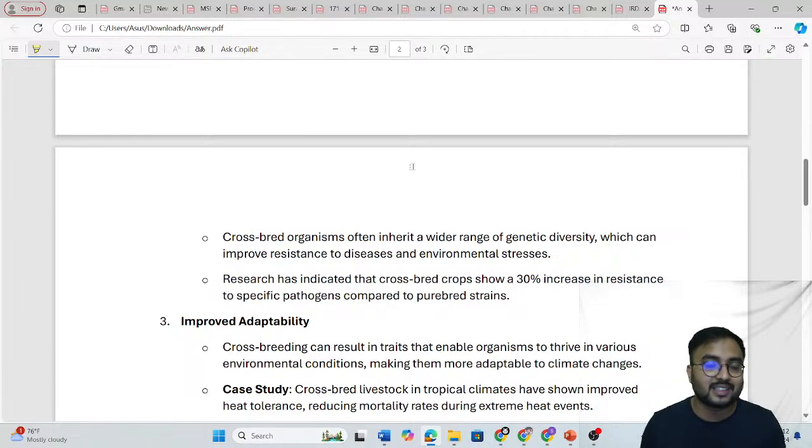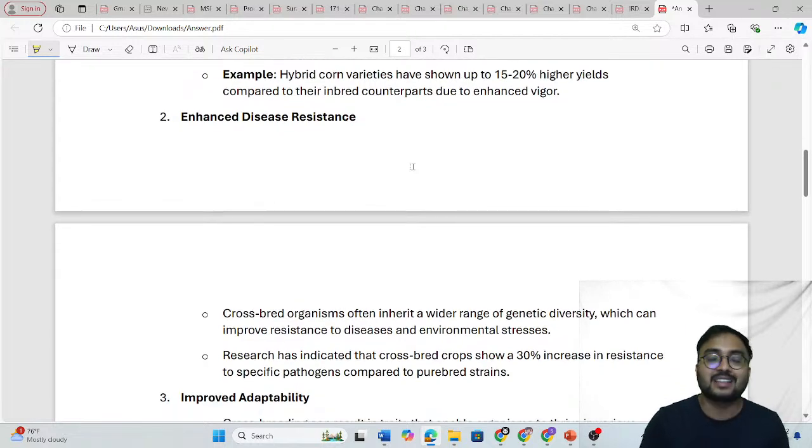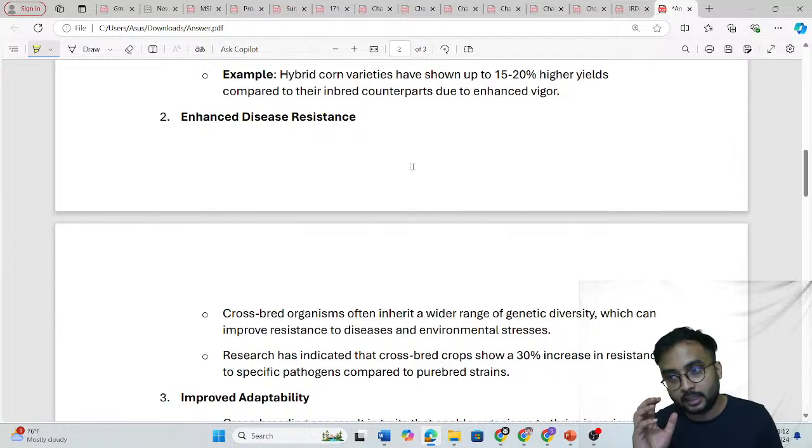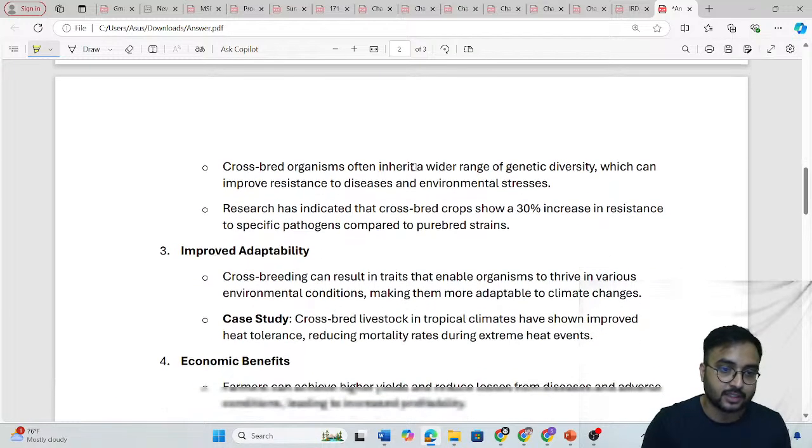So suppose two cattle are mated of which one cattle is resilient to these diseases like foot and mouth and brucellosis, automatically the young one who will take birth will also have that character, that he will show the immunity as well as resistance to such diseases. So in this way, crossbreeding gives a higher chance of evading diseases and the various other disorders also, and enhancing disease resistance.